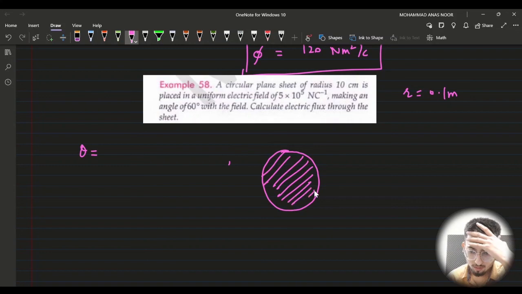Okay, the area is making an angle of 60. Suppose this is the electric field. I don't know if I can draw. It's making an angle 60 degree with the electric field. The area is making the angle 60 with the electric field. But the normal would then make an angle of 30 degree, you know, 90.